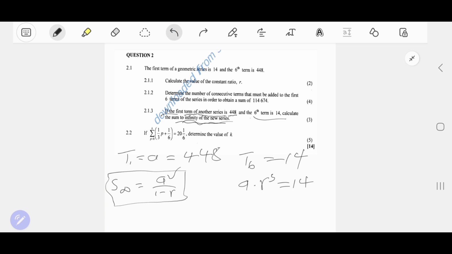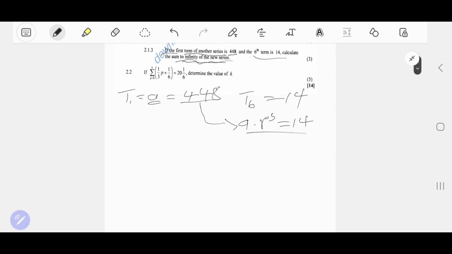So let's go on, people. This is what you're going to do. Remember, you have A, and here you have this formula. So you can take this A and substitute it here and calculate the value of R. It's that A multiplied by R to the power 5 is equal to 14. Substituting the value of A as 448, we get 448 multiplied by R to the power 5 is equal to 14.